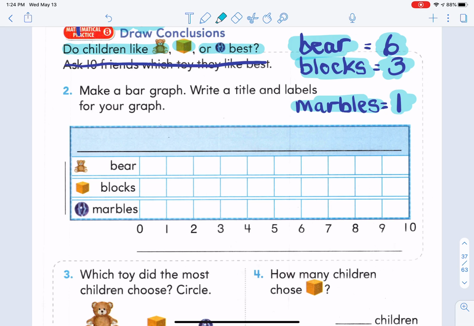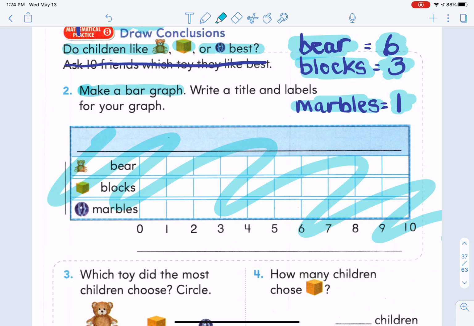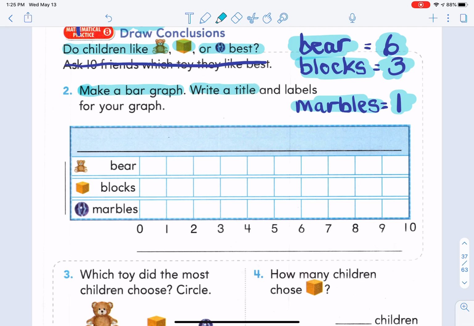Now, there's more to it. It says, make a bar graph. And we've got a bar graph right here. It says, write a title and labels for your graph. So we've got a lot to do. Let's take a look over on the left side. There's no label, but we've got some clues. Look at this. Bear, blocks, marbles. So what do you think we should write? What kind of label would describe bear, blocks, marbles?